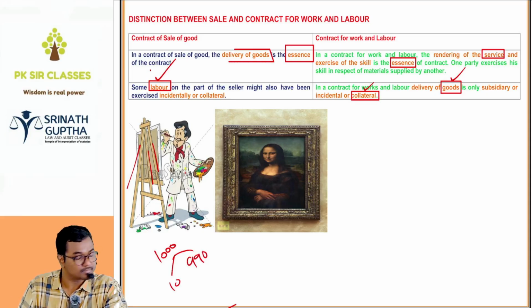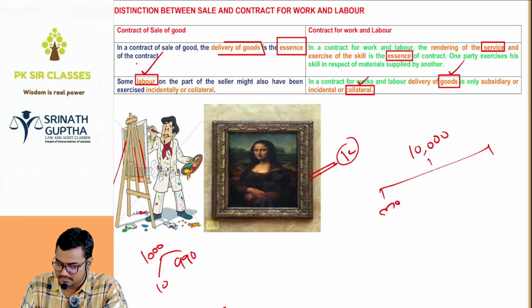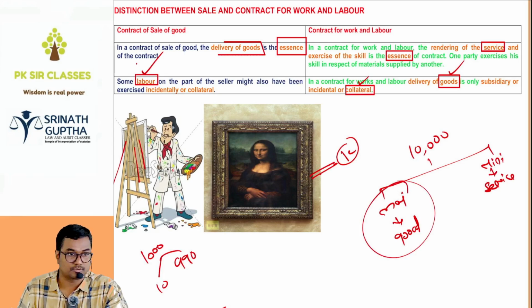If I'm selling a rare painting for 1 lakh, it is a contract for sale of the good. If I am charging 10,000 rupees and the majority is for the goods, it is a contract of sale of the good, and the minority is for the service. It's a contract for sale of good because the majority is for the goods only.